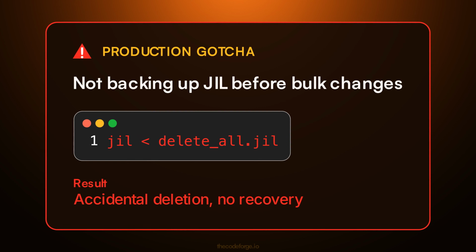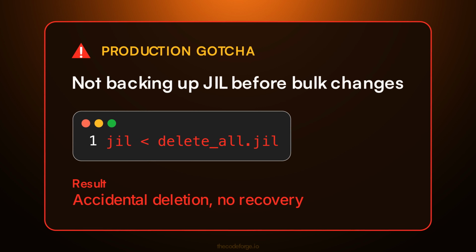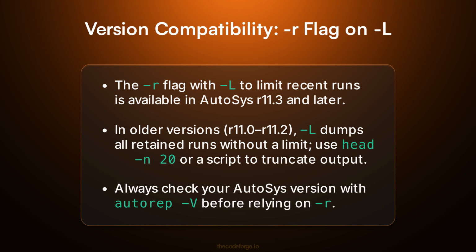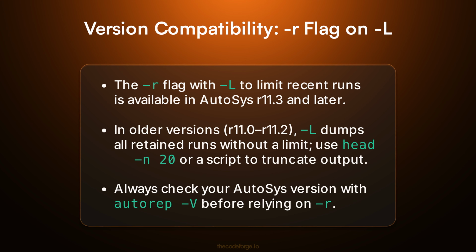An engineer once ran a JIL script that accidentally deleted 2,000 jobs. Without a backup, recovery would take days of manual work. Always backup before changes: autorep J% Q > backup_$(date +%Y%m%d%H%M%S).jil. Automate daily full backups. The R flag with L to limit recent runs is available in AutoSys R11.3 and later. In older versions, R11.0 and R11.2, L dumps all retained runs without a limit. Use head -n 20 or a script to truncate output. Always check your AutoSys version with autorep V before relying on R.